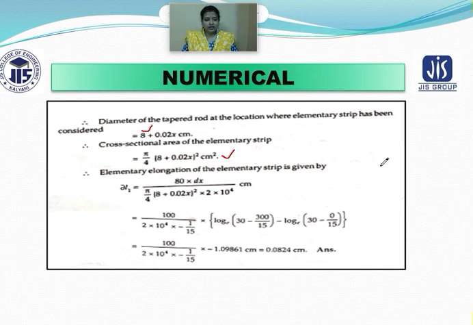If you are able to calculate the area, and if I ask you what is the elementary elongation of the strip, then it is the same thing: P into the distance divided by area into the modulus of elasticity, E, which has been given here as 2 into 10 to the power 4. After calculating it, we have got the elongation in the elementary strip as 0.0824 centimeter. So this is the change in length that we needed to calculate.